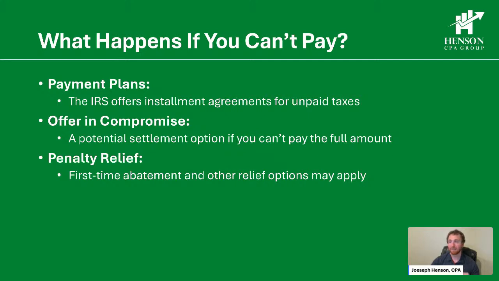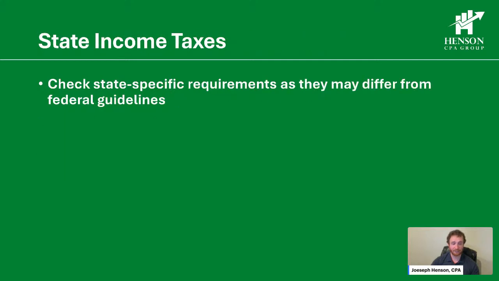Penalty relief. First time penalty relief can be a first time abatement, and other relief options may apply. What's a first time abatement? If you have had no penalties in the last 3 years and all your returns are filed, then you are eligible to get first time abatement on the penalty. This can greatly reduce your tax burden if you do this right. You can do this yourself, or you can get a tax professional to help you. It's one of those things that is underutilized, but you have to be compliant and not have already had penalties in the last 3 years.